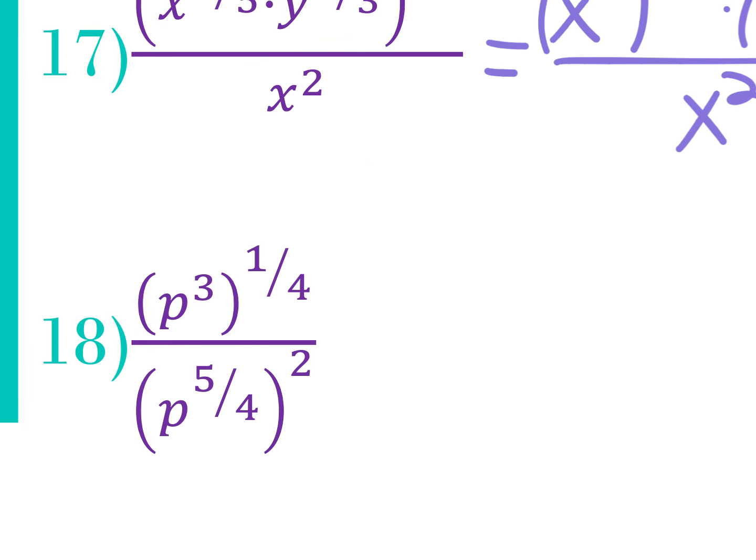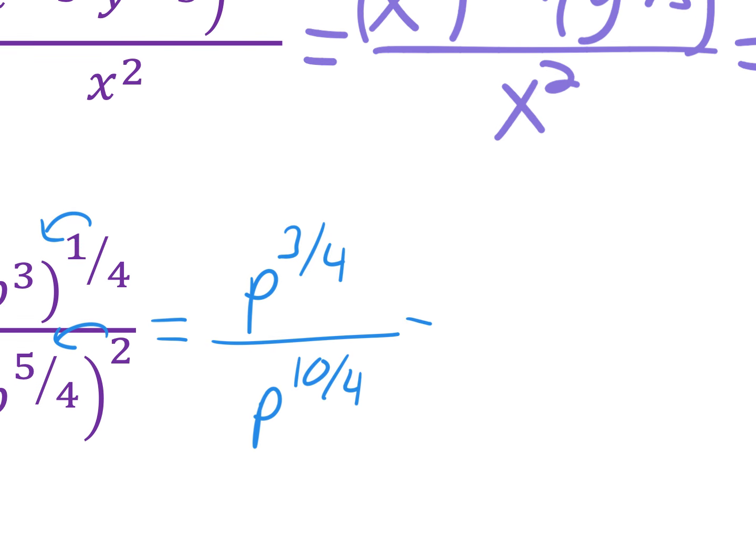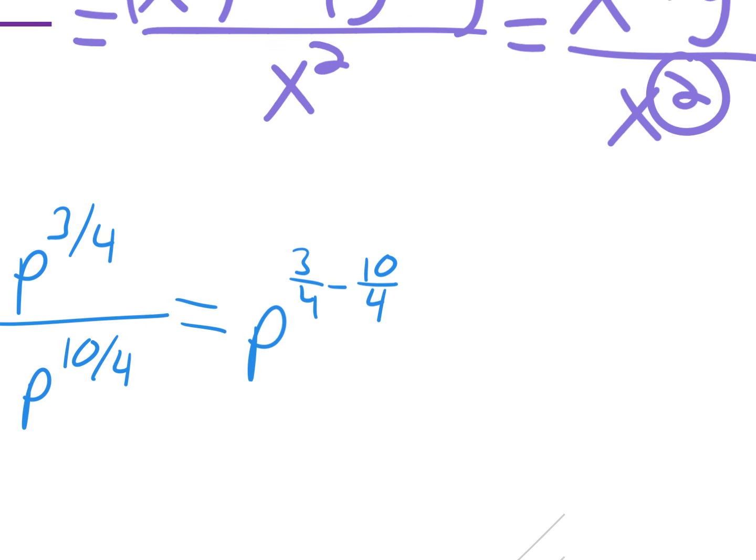Now let's try 18. What do we think we can do there? You can distribute that way, you can get the same denominator. Sure, let's distribute. We get p to the 3/4 over, why don't we do the same thing here? Let's distribute the 2. We get p to the 10/4. You could simplify 10/4. I don't want to. Do we see why? Because they already have a common denominator, so we're going to do p to the 3/4 minus 10/4, which is p to the negative 7/4.